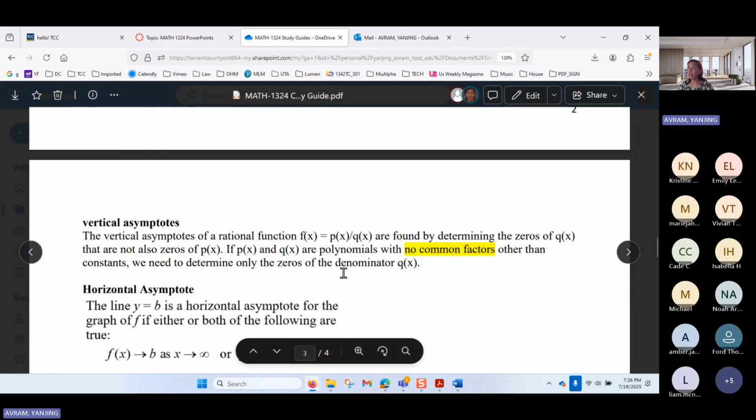And then this kind of function usually is not one piece. Usually it will be separated by the vertical asymptote because the graph will never pass the vertical asymptote. It's an undefined point, okay? All right, so if you want to find a vertical asymptote, you will have to set the denominator equal to 0, given that they don't have a common factor, okay?